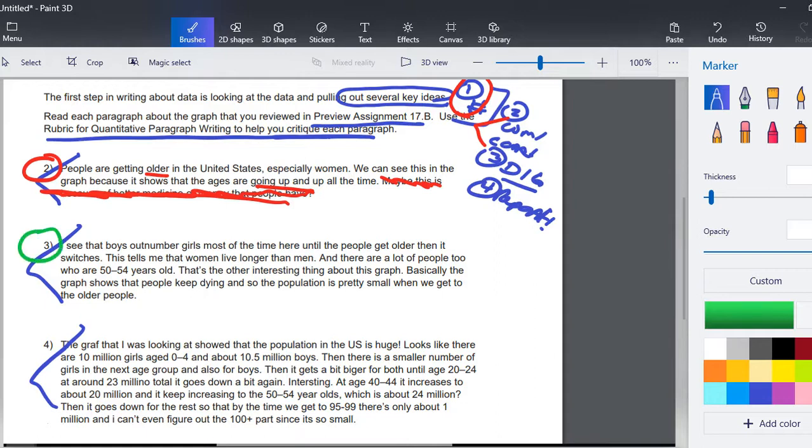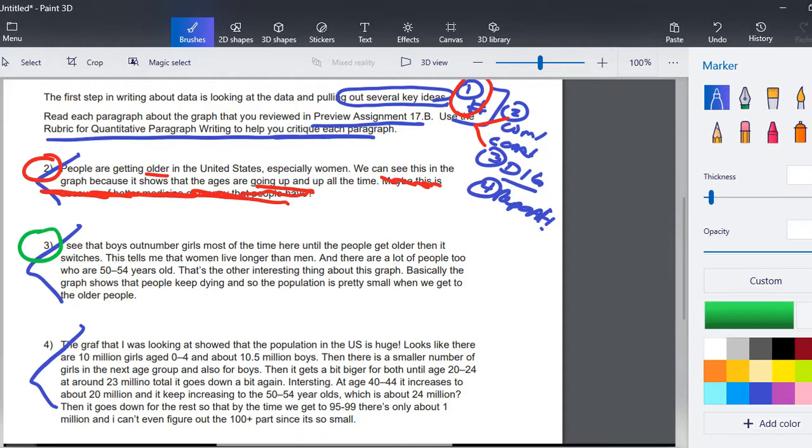I would read it, write some thoughts, but it says, I see that the boys outnumber the girls most of the time here until the people get older, and then it switches. That'd be a really good place to tell us where. This tells me that women live longer than men. And there are a lot of people, too, who are 50 to 54 years old. That's the other interesting thing about this graph. Basically, the graph shows that people keep dying, and so the population is pretty small when we get to the older people.